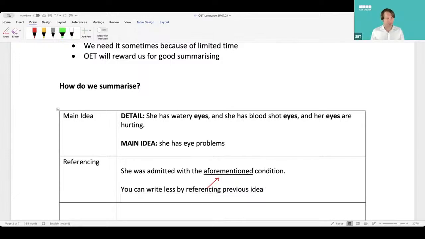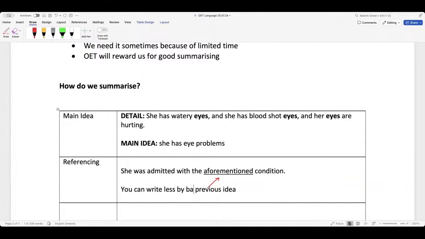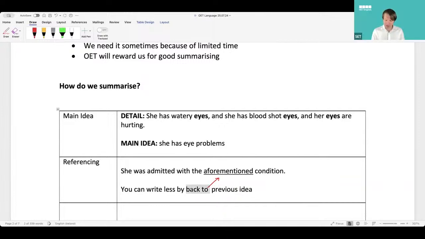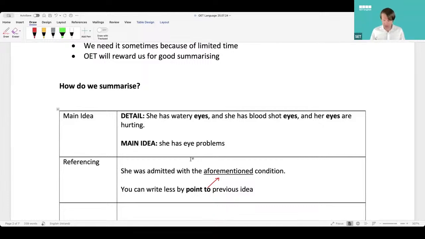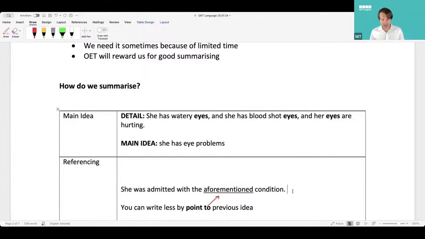Yeah. Anyone else? What does this mean, refer? Back to the previous idea. Back to. That's a good one. I like that. Or I was thinking point to. Point to, right? That one over there. So we say this is very famous referencing in OET. If you already said the condition, right?